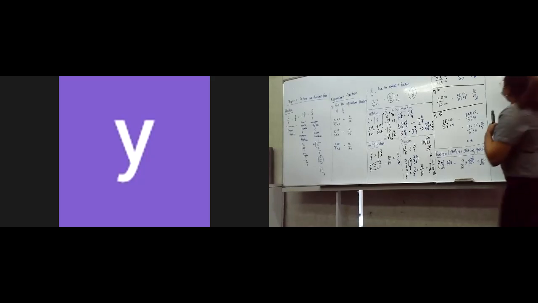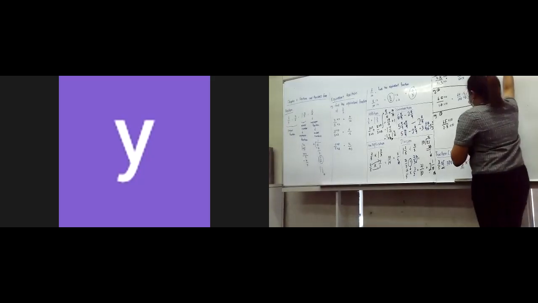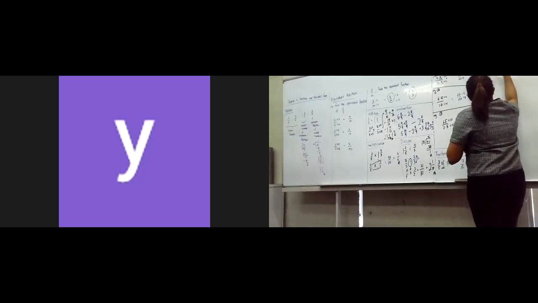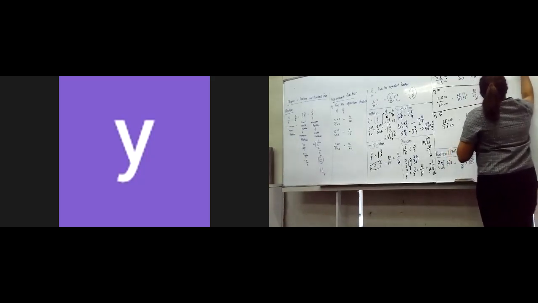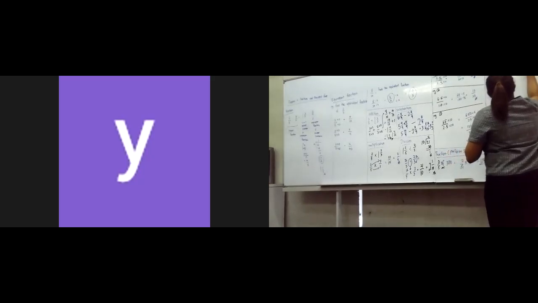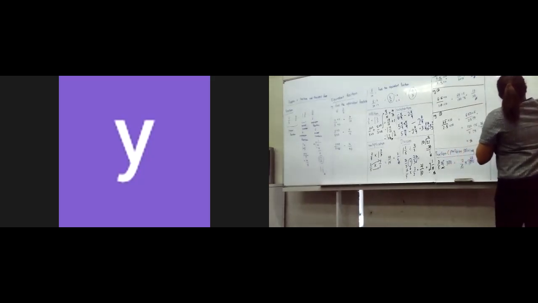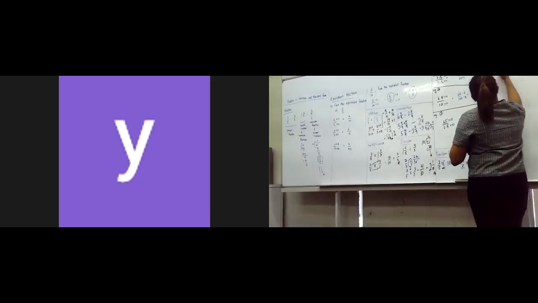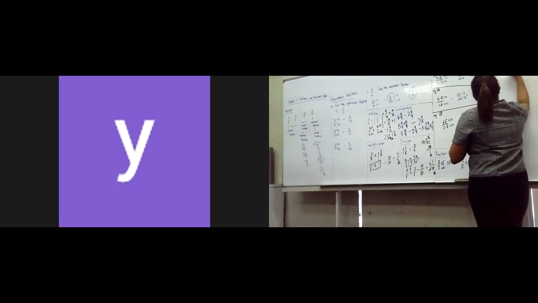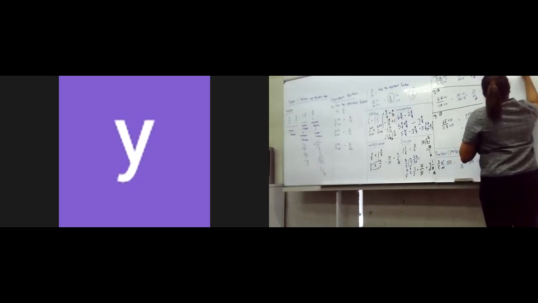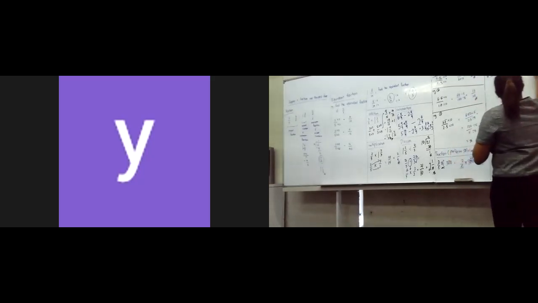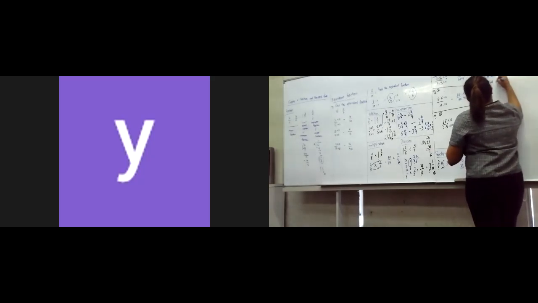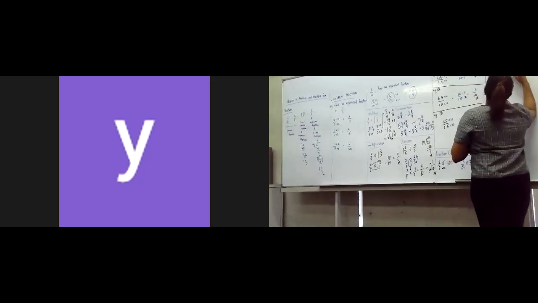Here, another example. 2 over 5 of the class are girls. The number of students in the class is 60. Find out the number of boys.